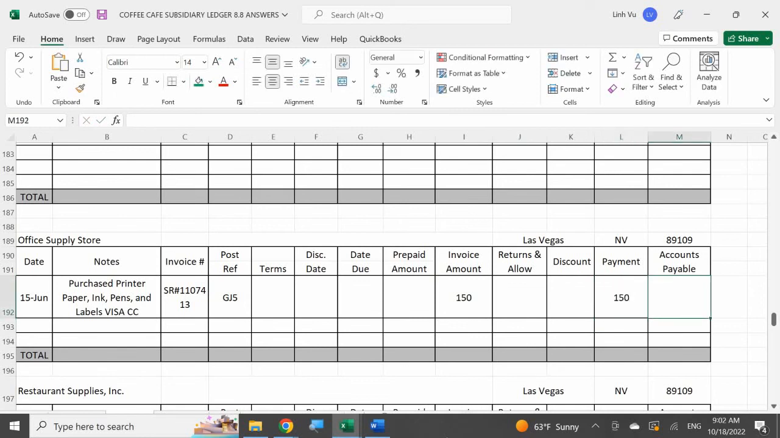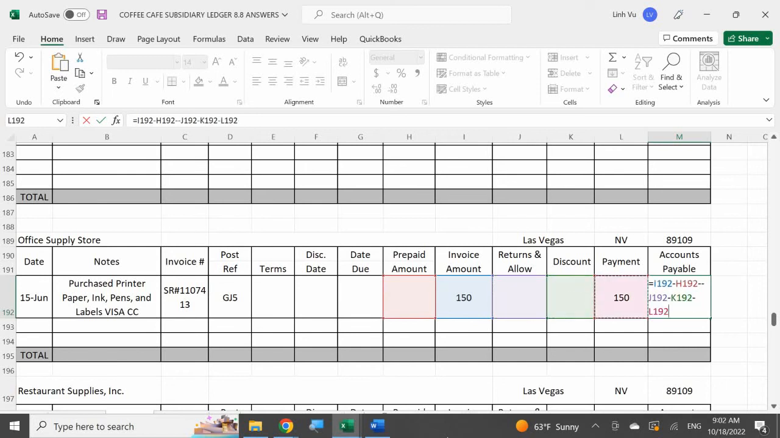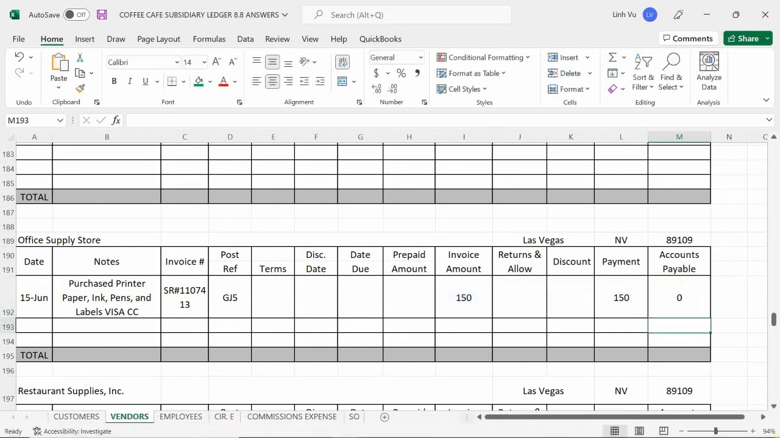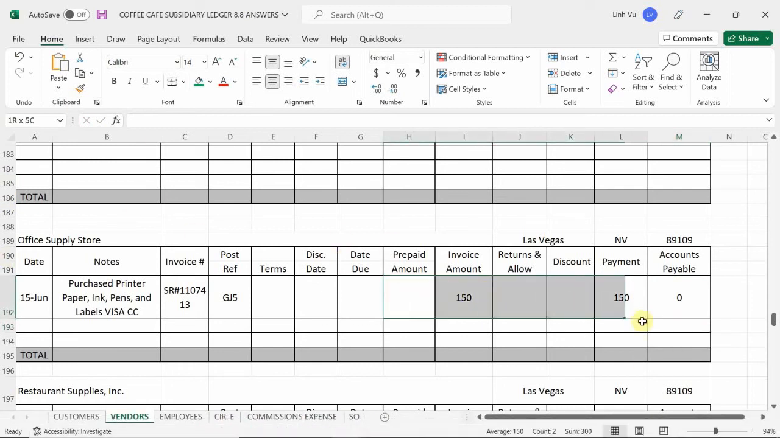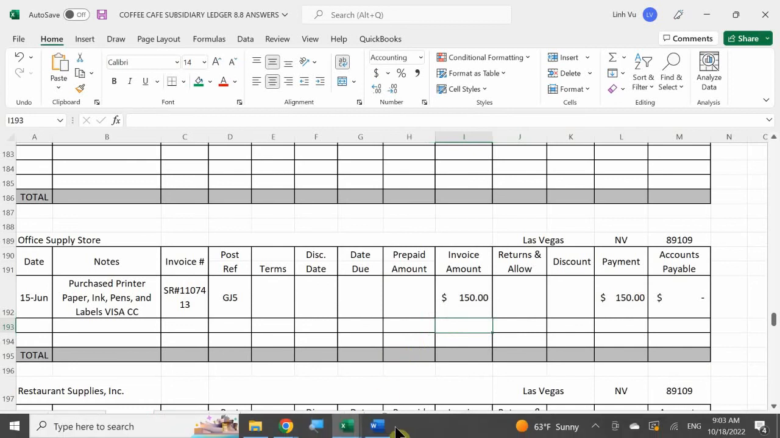$150. So again, my formula is invoice amount minus prepaid, minus returns and allowances, minus discounts, minus payments. So right now, I owe office supplies nothing, because I purchased office supplies and I paid with the credit card. Okay. Right. Good.